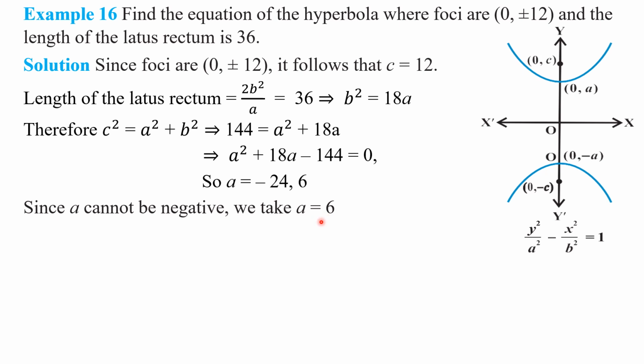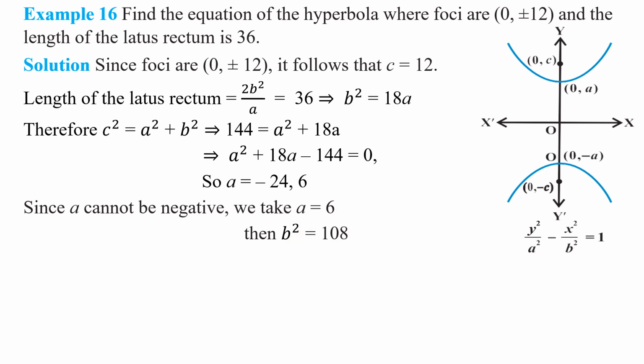Now let us substitute the a value in this equation. Then we get the b square value. Okay, my children? Right. Then b square is equal to 108. So now, my children, 18 into 6, 18 sixes are 108. Understood this step, my children? So we got the a value and the b square value.